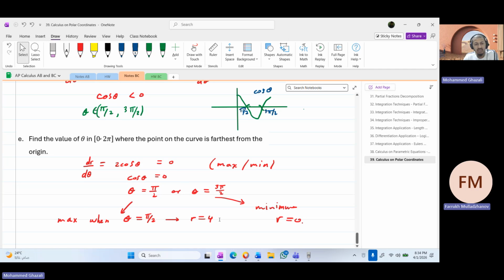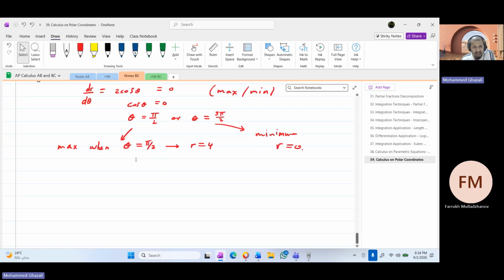Again, so maximum and minimum again? Yeah, you need to find the derivative with respect to theta. You get 2 cos theta equals 0. Cos of theta is equal to 0. When is cos of theta equal to 0? When it is pi by 2 or 3 pi by 2. Right? Okay. Now, how do you know that at pi by 2, the value of r is 4? You need to double check. You need to substitute into the r function.